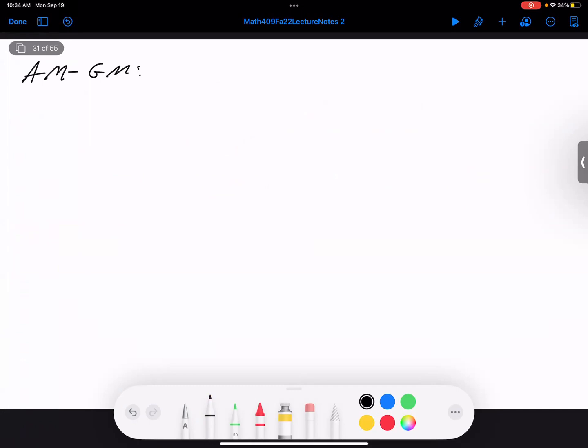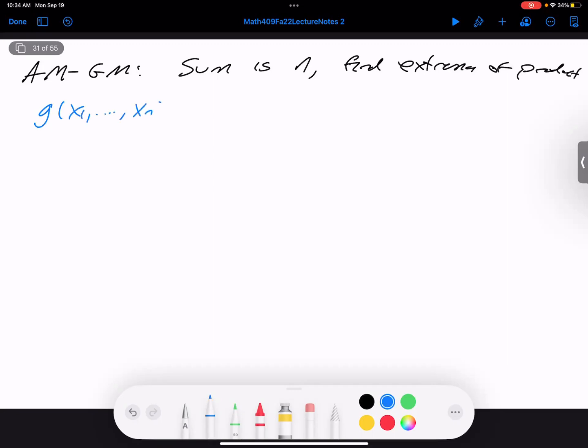Do you want to have the sum as your constraint, or do you want to have the product as the constraint? Sum? All right. And what do you want the sum to equal? Okay, so we'll have the sum equals n, and you want to find extrema of the product. All right, so we have g of x1 through xn is (x1 plus ... plus xn) over n equals 1, and f of x1 through xn equals x1 times ... times xn. Is that okay?